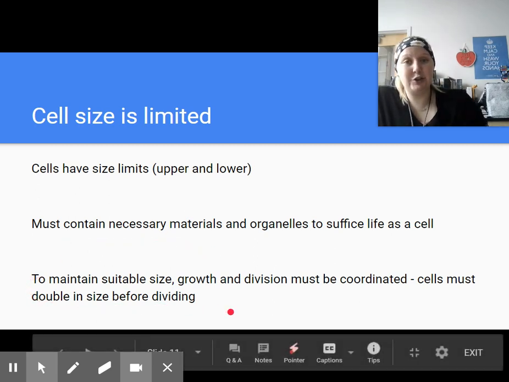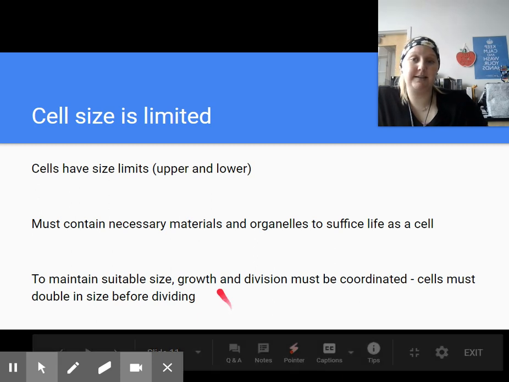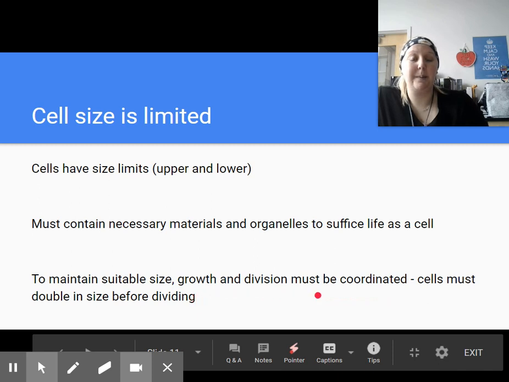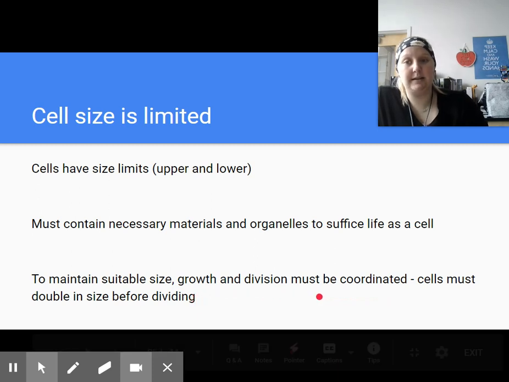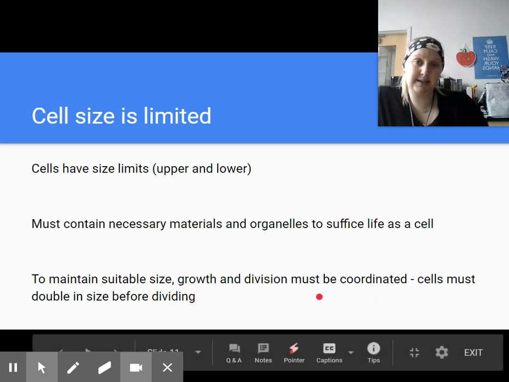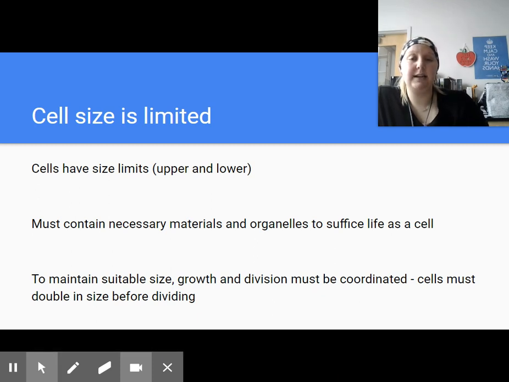All cells do have to maintain an appropriate size, growth, and division. So all three of those things must be coordinated. Cells have to double in size before they divide to make sure that the cell that is created is appropriately sized for the function of that cell.